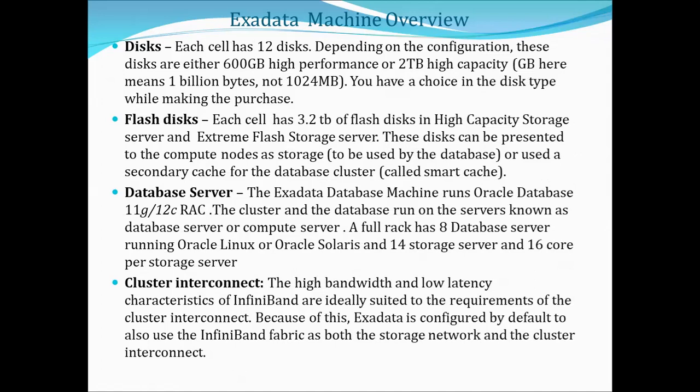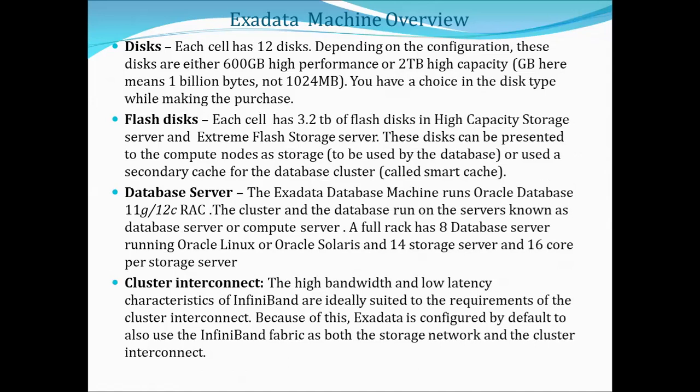Database server. The other main component of the Exadata machine is the database server. The Exadata machine runs Oracle database 11g and 12c as well as 19c. The cluster and database run on servers known as database servers, or we can say compute servers as well. A full rack has 8 database servers running Oracle Linux or Oracle Solaris, and 14 storage servers, with 6 cores per storage server.